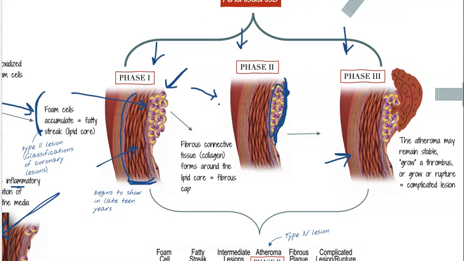It's graded, right? And so right here, during phase 1, when you have that buildup of the foam cells and it has now a fatty streak, that would be considered a type 2 lesion when we go under the classifications of coronary lesions. Okay, so you kind of have two different things going on. You have your phases of atherosclerosis, and then you have these lesion grading systems. Okay, so don't get those things confused.